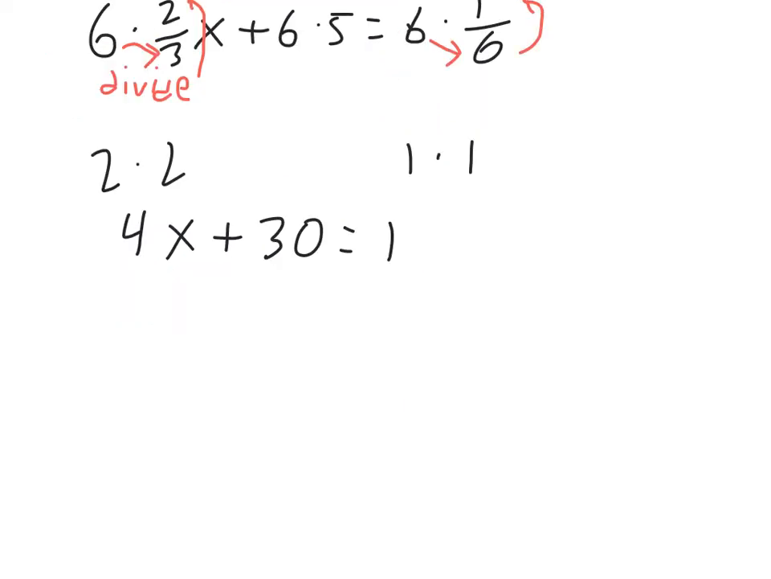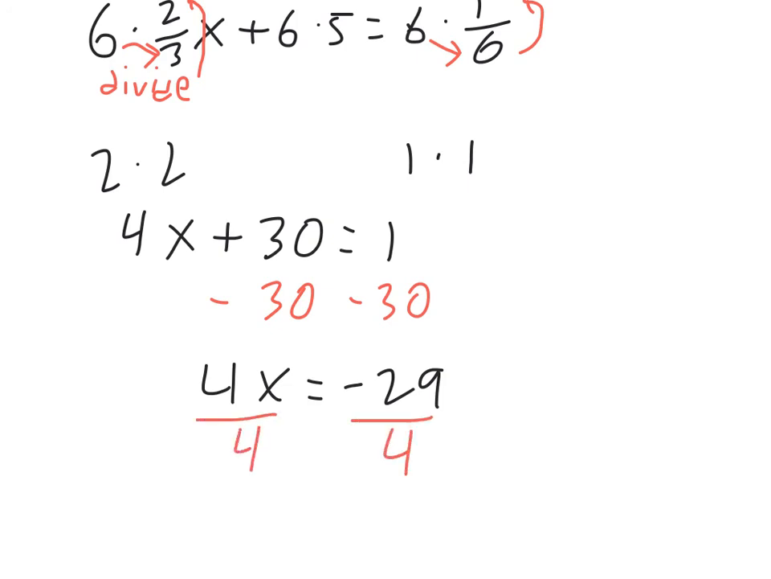And now it's just a two-step equation, so we'll solve it like normal. So we need to undo the addition and subtract 30, and that'll give us 4x equals negative 29, and then undo the multiplication, so divide both sides by 4, and that gives us x equals negative 29 over 4.